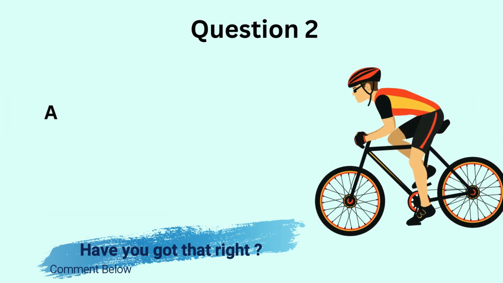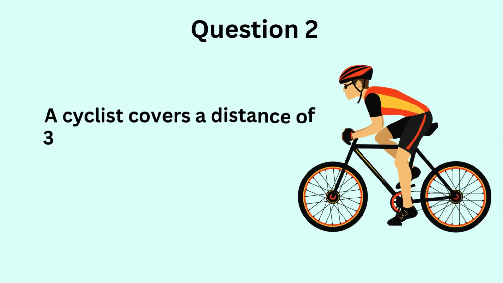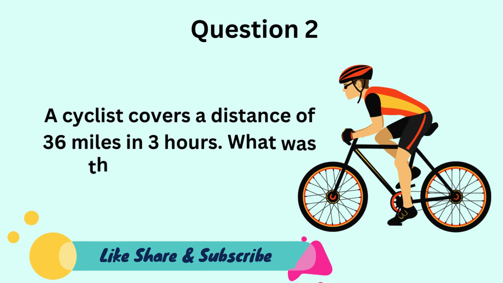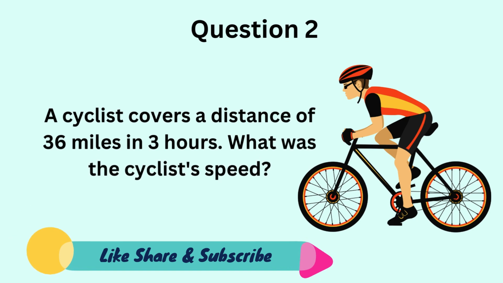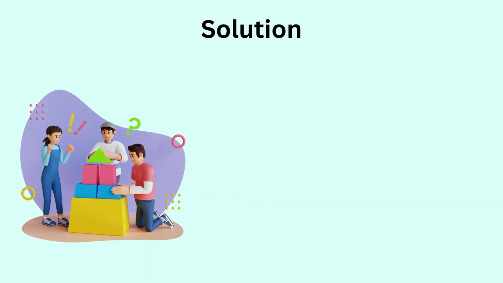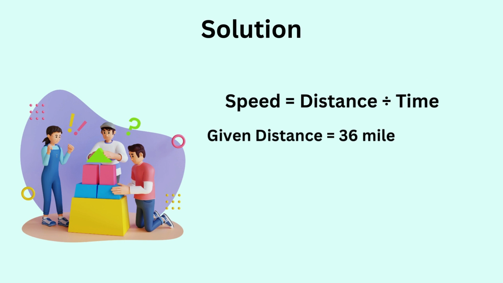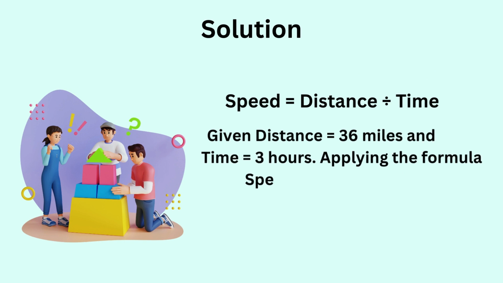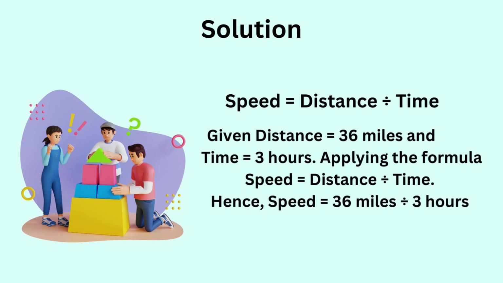Question 3. A cyclist covers a distance of 36 miles in 3 hours. What was the cyclist's speed? Solution. Given distance is equal to 36 miles and time is equal to 3 hours. Applying the formula speed is equal to distance divided by time. Hence, speed is equal to 36 miles divided by 3 hours is equal to, any guess? Yes, it's 12 miles per hour.